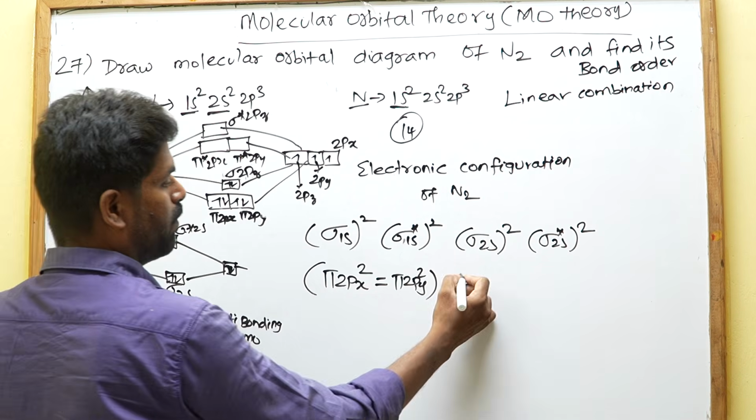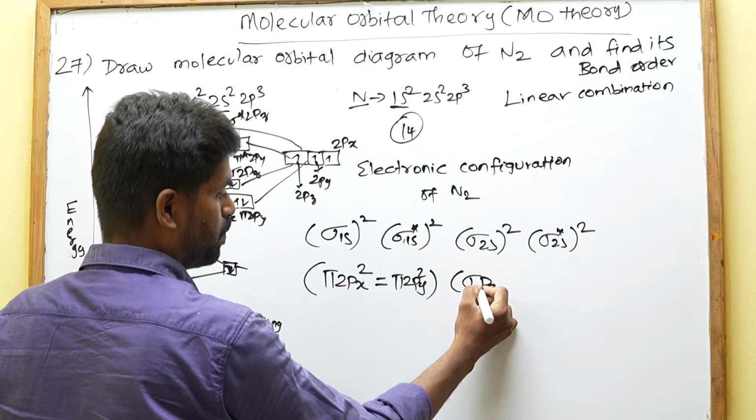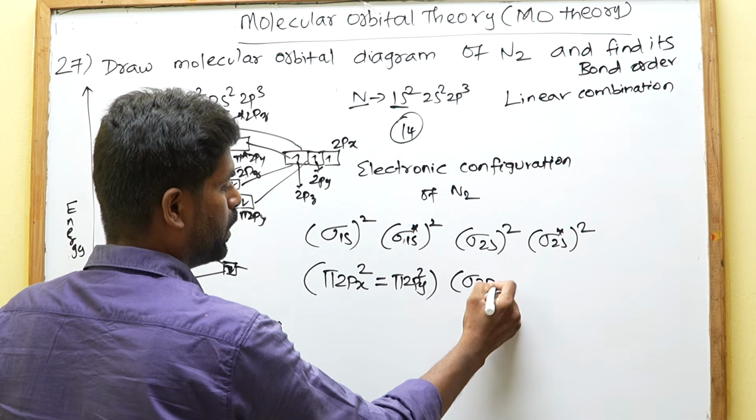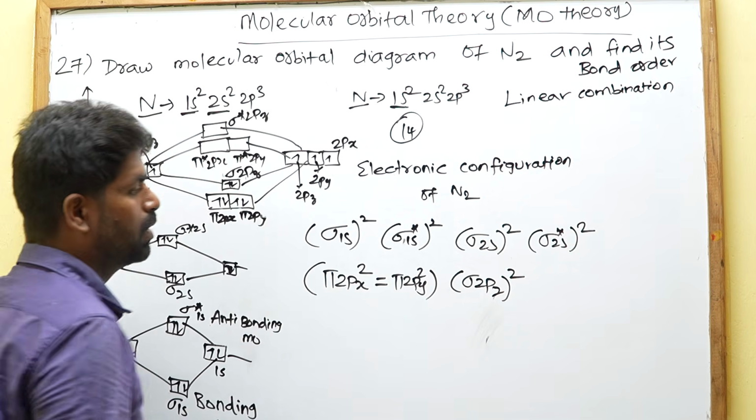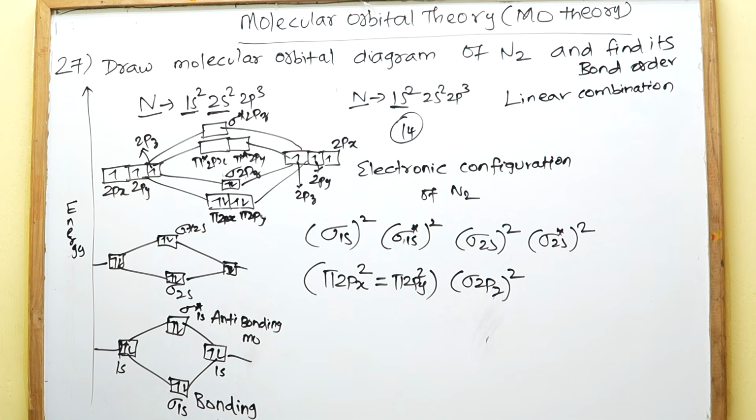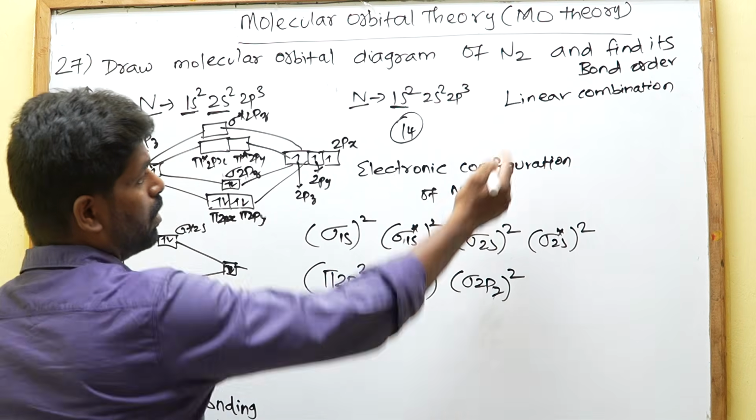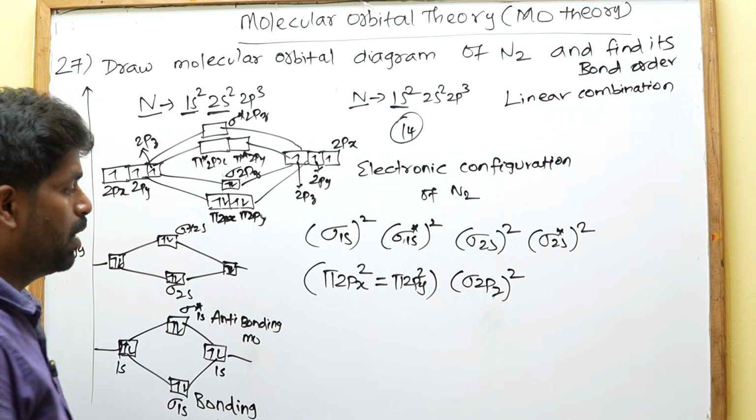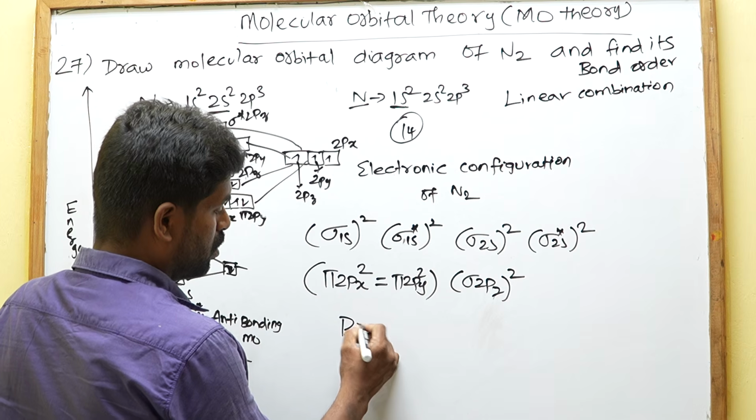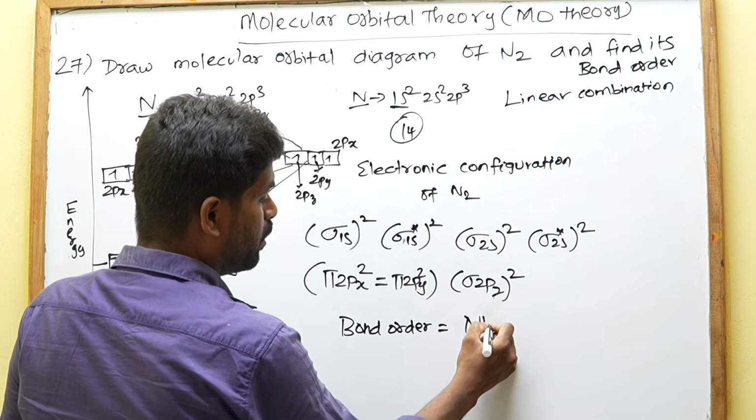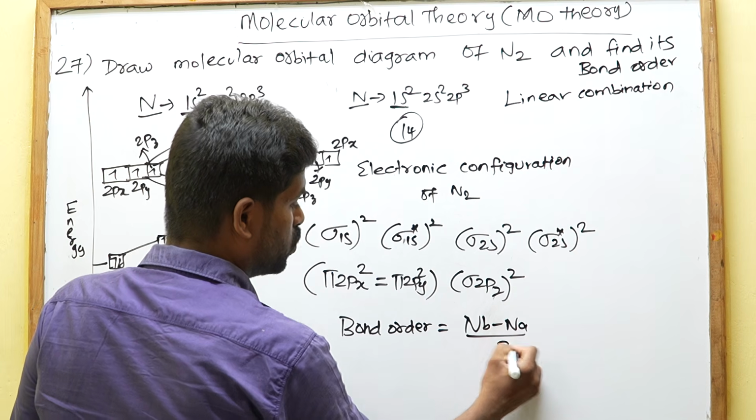In the next case we have sigma 2p at 2. This is the electronic configuration of dinitrogen. Let's calculate the bond order as per the given question. Bond order equals NB minus NA by 2.